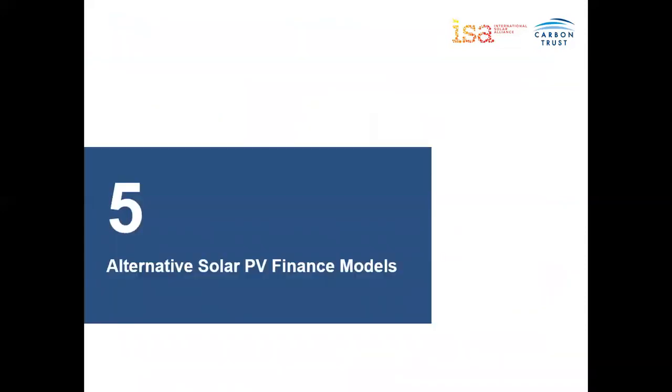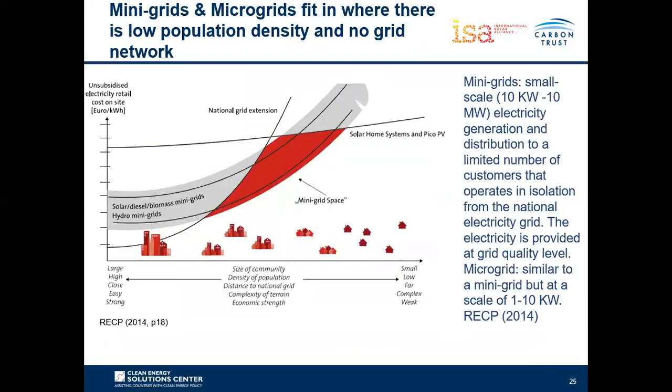So those were the traditional finance models and the procurement mechanisms. And now we're going to have a look at the alternative and innovative finance models that we're seeing coming in at the moment. A lot of the innovation is going on in the smaller scale area, especially looking at mini grids.